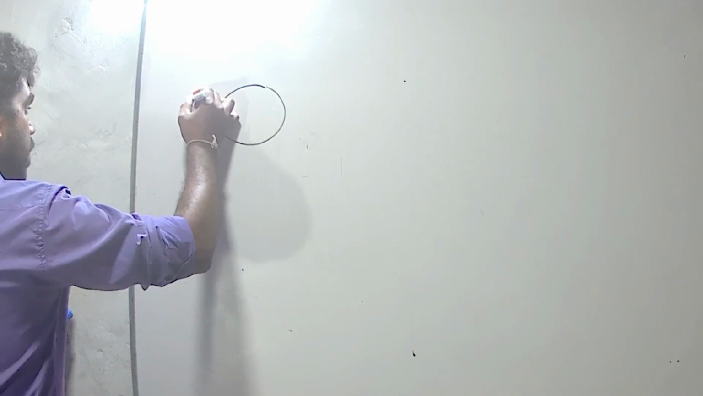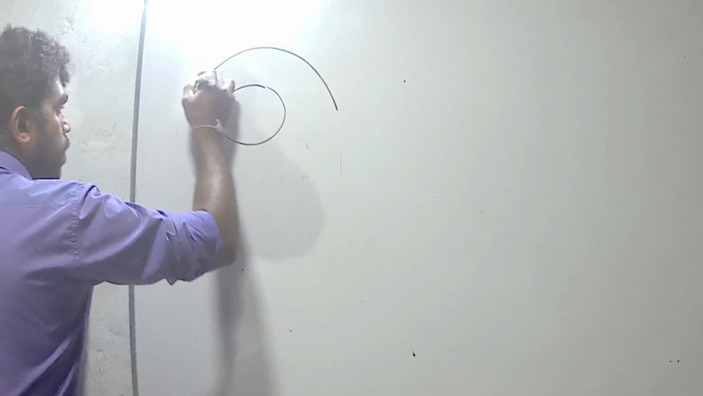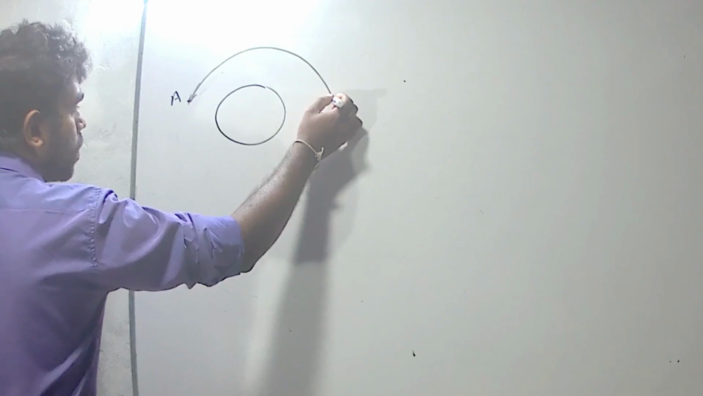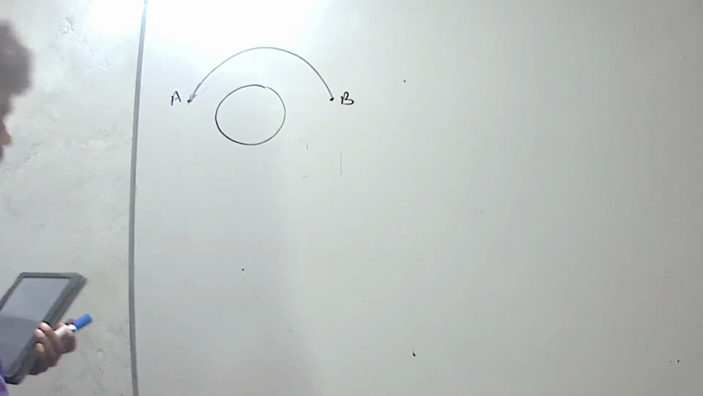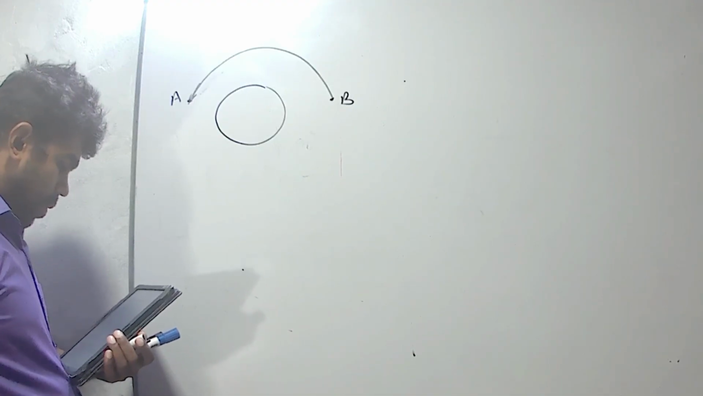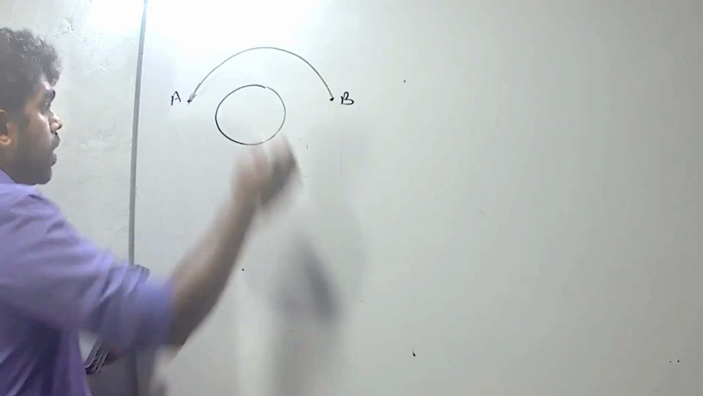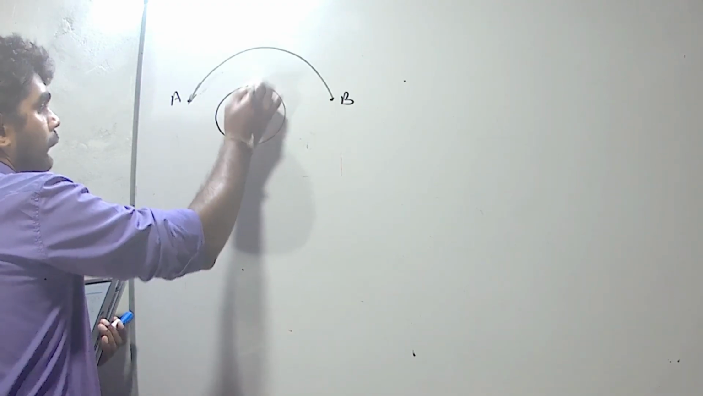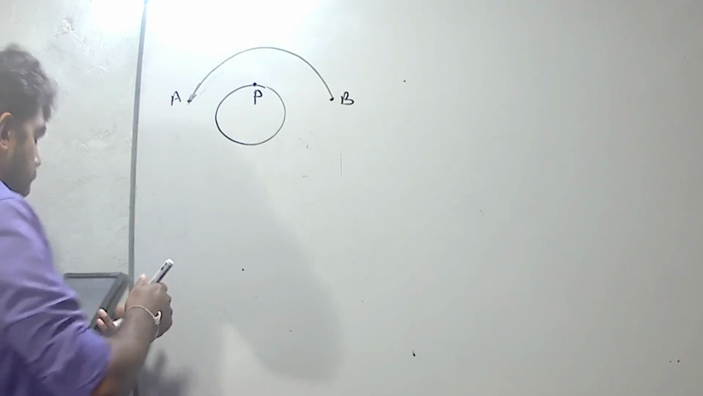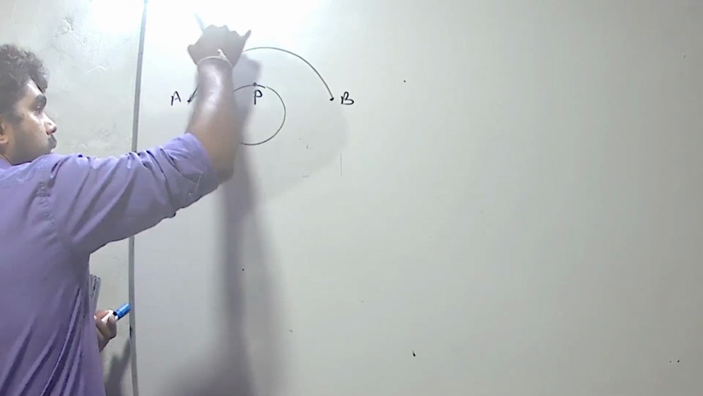The satellite is moving along the circular path from A to B. And the station P is located at this place. Velocity of satellite at point A is in this direction.